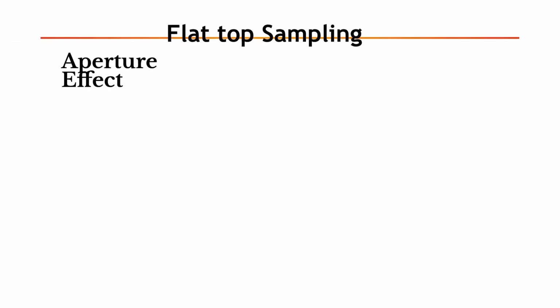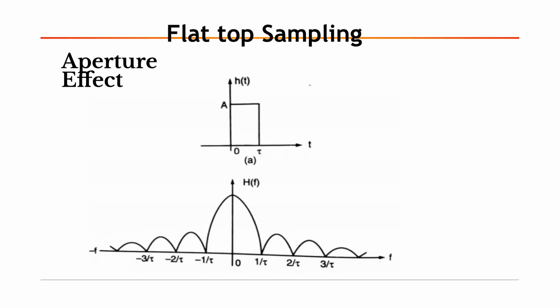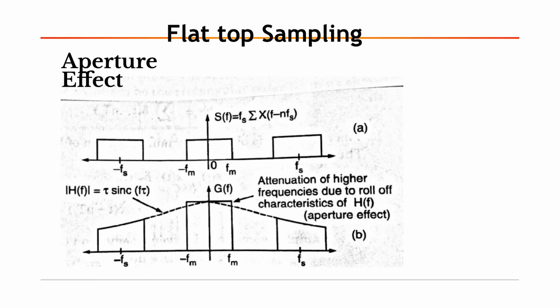The aperture effect refers to the amplitude distortion caused by the finite duration of the sampling pulses. The rectangular pulse h(t) and its corresponding sinc-shaped frequency response H(f) are illustrated. The spectrum G(f) shows how the replicated signal spectrums are attenuated at higher frequencies by the sinc envelope H(f). This attenuation is the aperture effect.